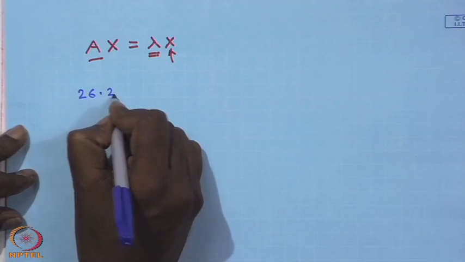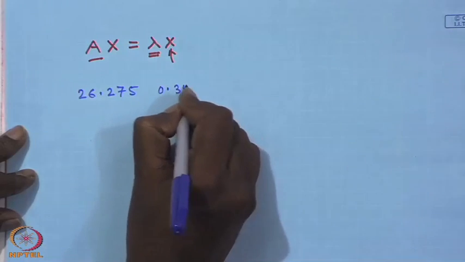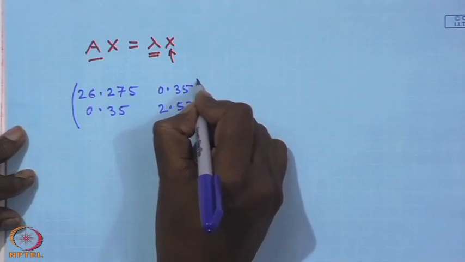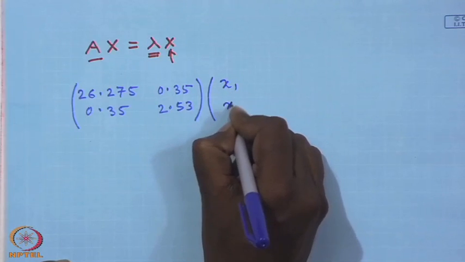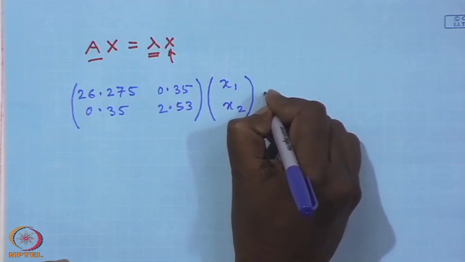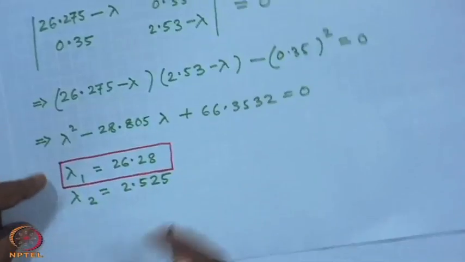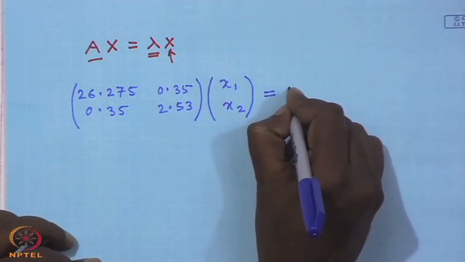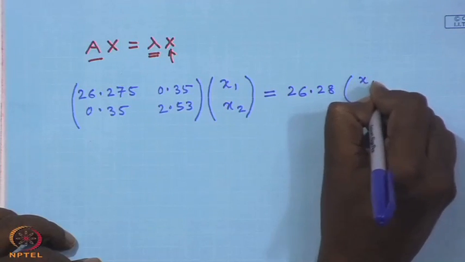In order to do that, we know that our covariance matrix sigma was given by 26.275, 0.35, 0.35, 2.53. If I assume that the eigenvector corresponding to the maximum eigenvalue of this covariance matrix is x, and this being a two dimensional vector, it has two components x1 and x2, then this has to be equal to lambda times x, where the maximum eigenvalue is 26.28. So this has to be simply 26.28 times (x1, x2).